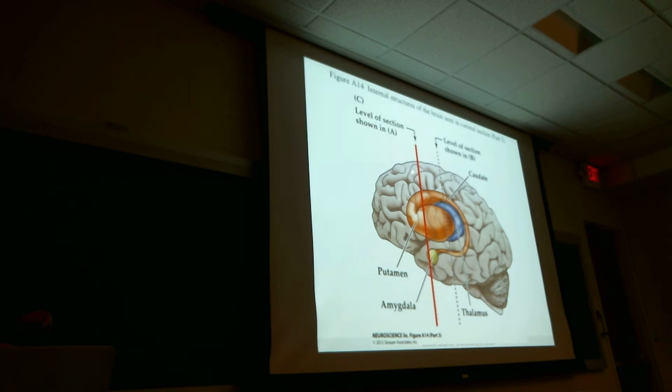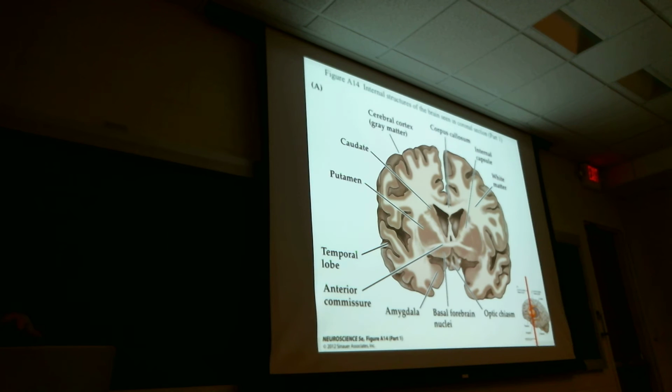Okay, so first we're going to look at this section. This is what a typical coronal section is, so you're cutting straight down through the head like this. Just to orient you, here's the midline. This is the dorsal surface. Here's the ventral surface. And of course this is medial, lateral, lateral. Okay, and it's pretty symmetrical.